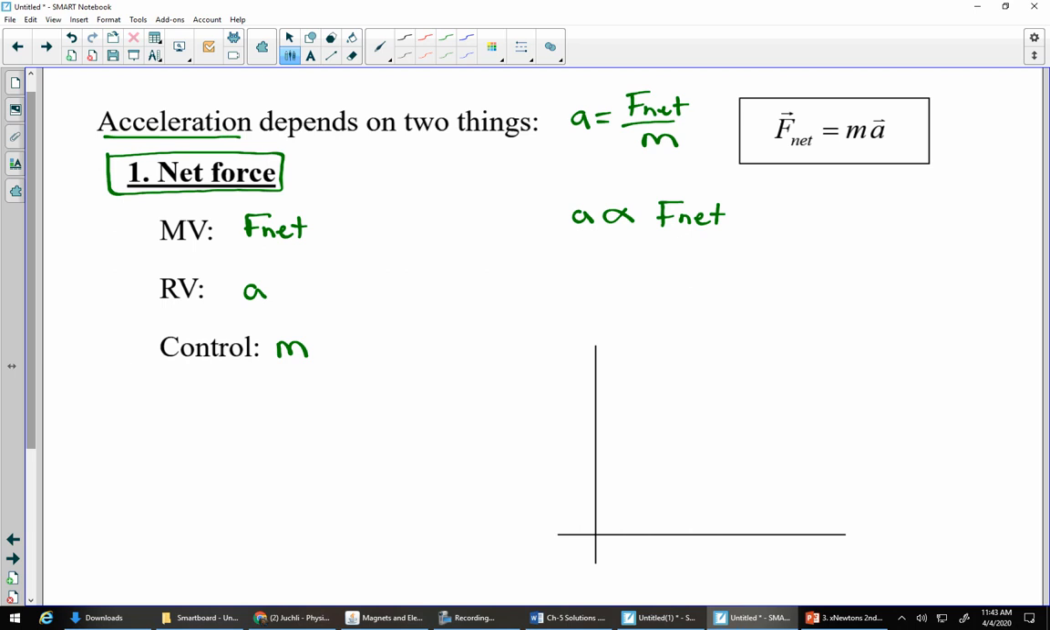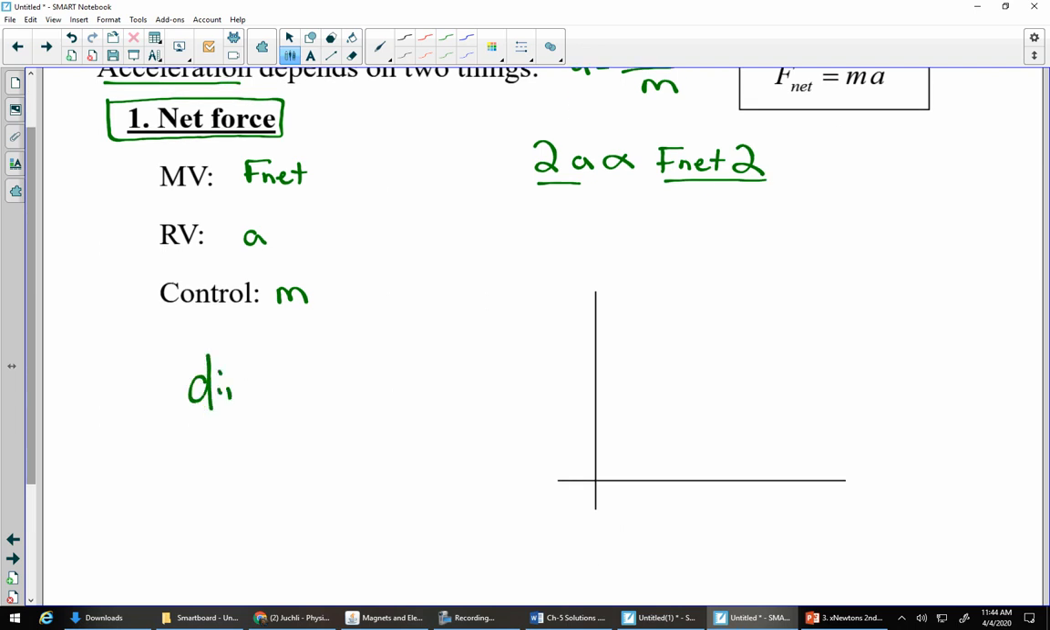And I can treat a direct relationship kind of like I treat a formula. So if I were to multiply this side of a formula by 2, what do we have to do to the other side? Multiply by 2. So there's our direct relationship. If I multiply the acceleration by 2, the net force gets multiplied by 2 as well. So again, that's called a direct relationship.